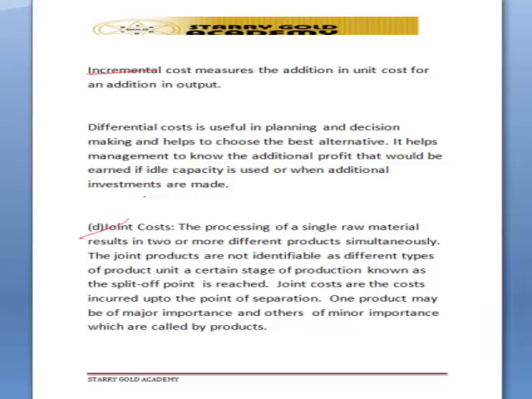The joint products are not identifiable as different types of product until a certain stage of production, known as the split off point, is reached. So joint costs are the costs incurred up to the point of separation. One product may be of more importance and the other of minor importance, which are called byproducts. But the costs that have been incurred together before the split off point are what we call joint cost.